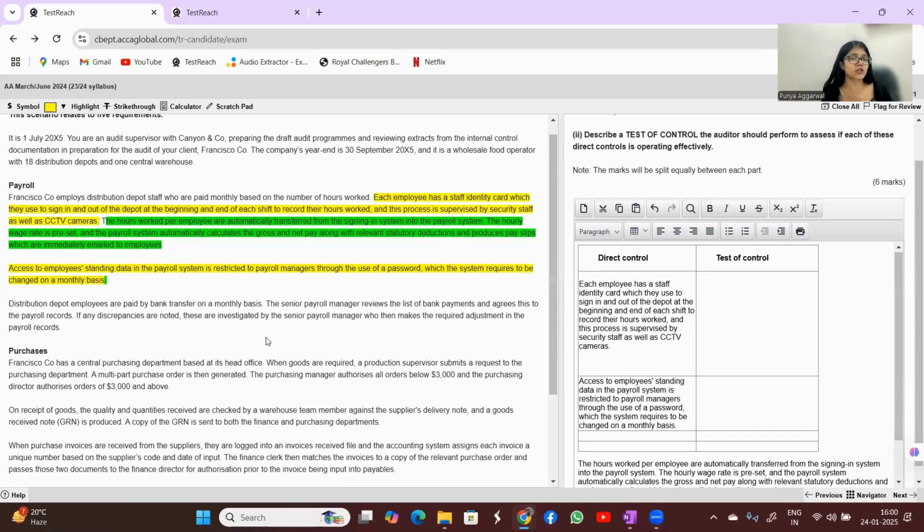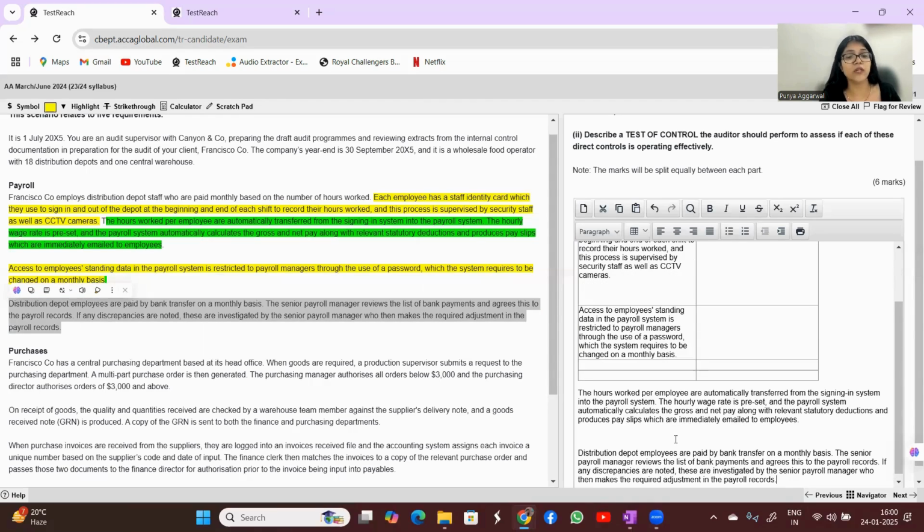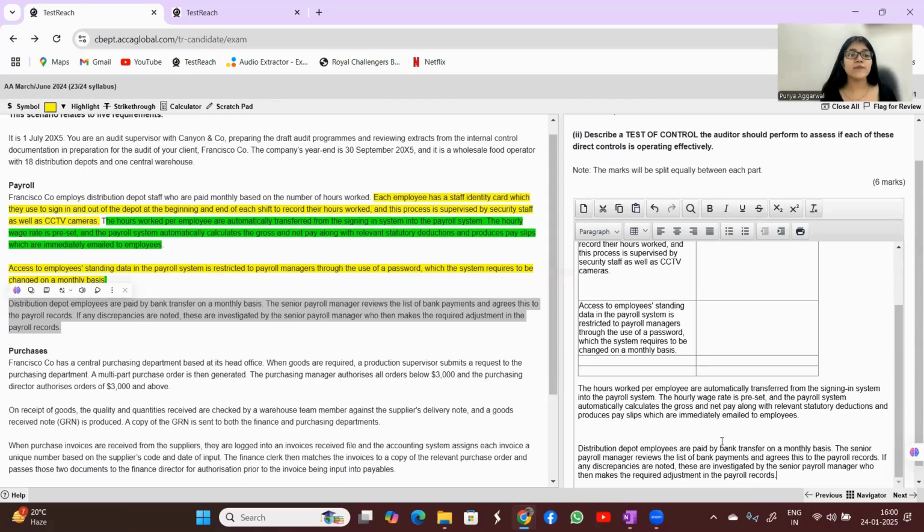Do you not think that there should be two people doing this activity? One should be the person who is actually agreeing this to the payroll records, and one should be the person who is reviewing it and making adjustments. So this is a deficiency, and this is the deficiency relating to lack of segregation of duties, right? Because the same senior payroll manager is doing three tasks. He's reviewing the list of bank payments, he's agreeing the same to the payroll records, and he's also investigating any differences. So of course self review will come in here.